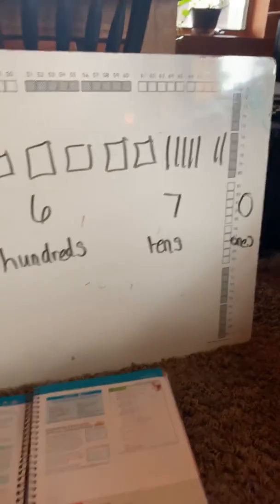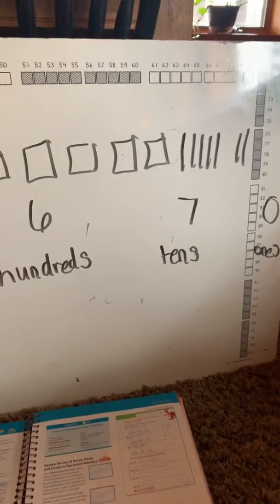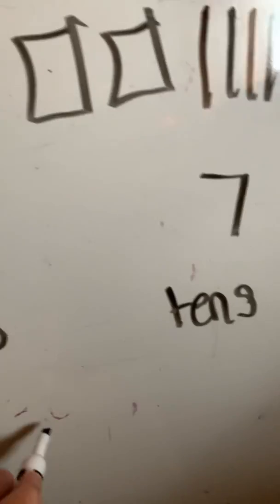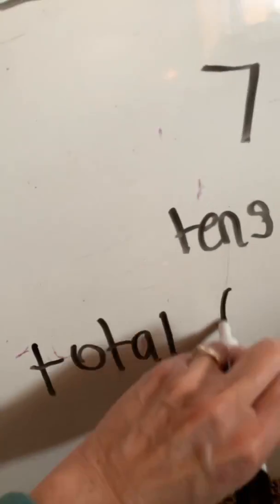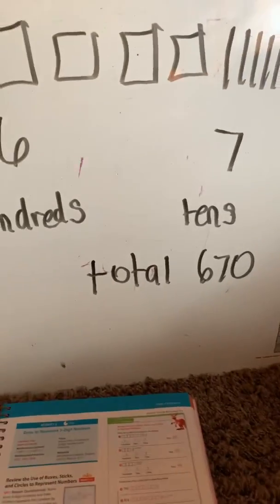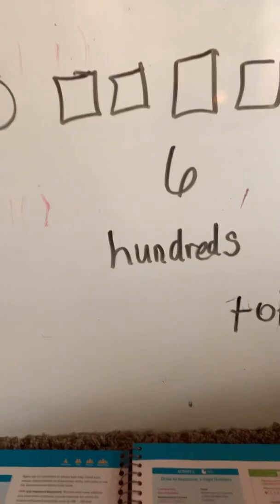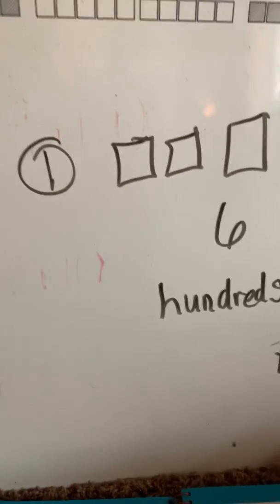So what number would that be if we have 600, 7 tens, and 0 ones? You're right, the total would be 670. All right, that's how we're going to do that. Now we're going to skip forward and turn the page.